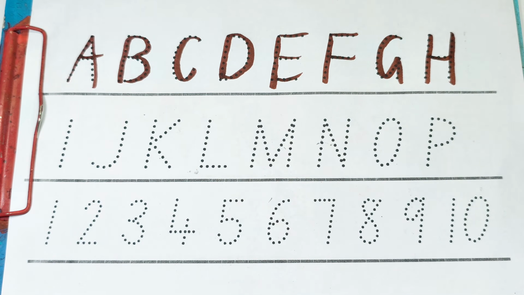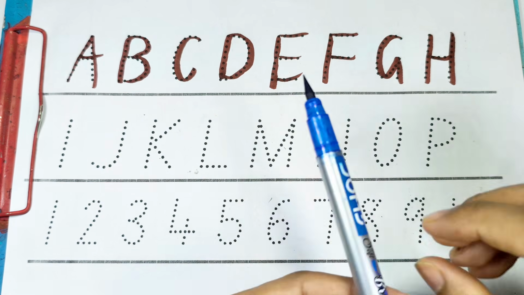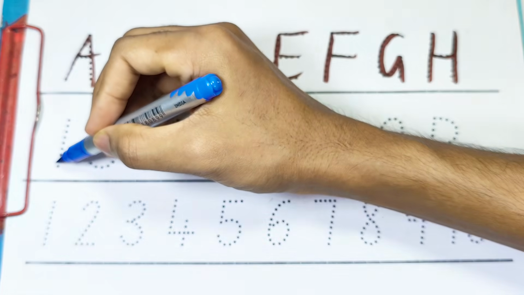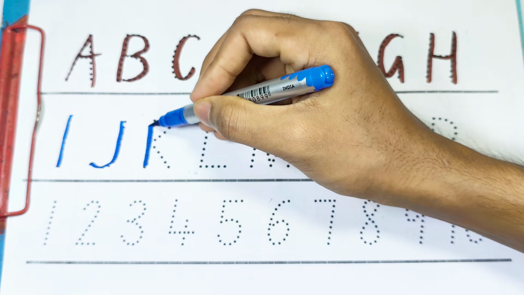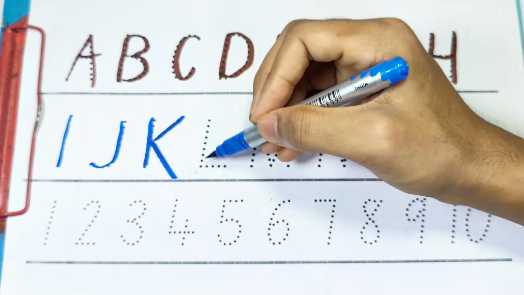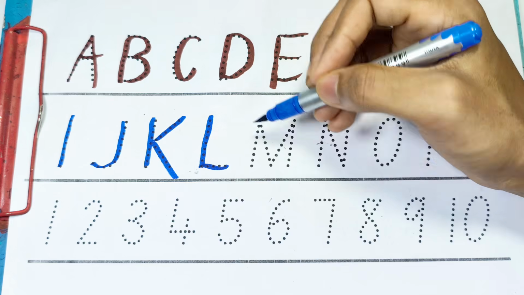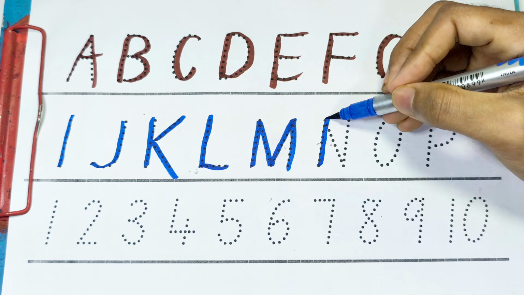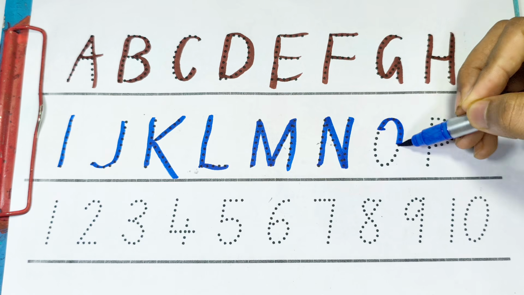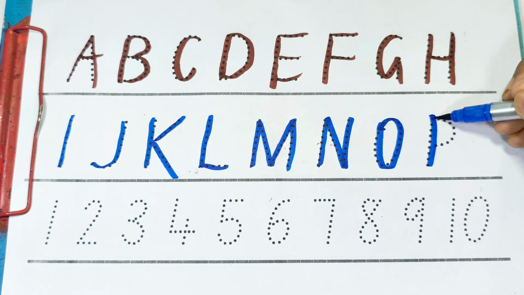The next one is I. Now we're using the color of blue and writing I, J, K, L for lemon. The next one is M for mango. N. The next one is O, P for penguin.